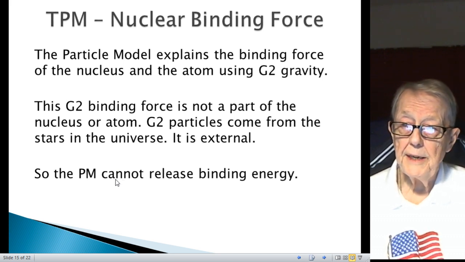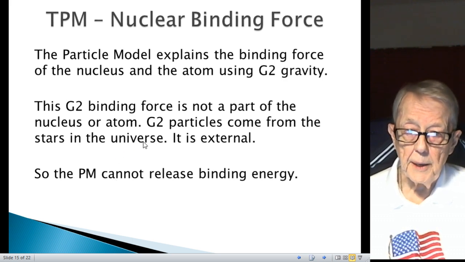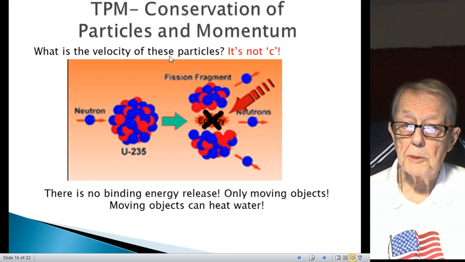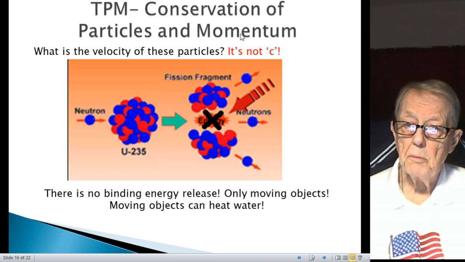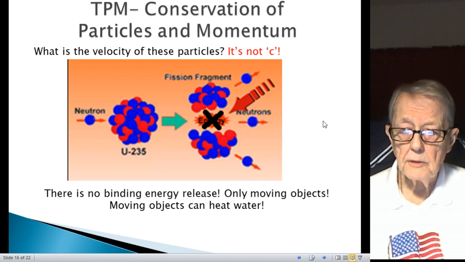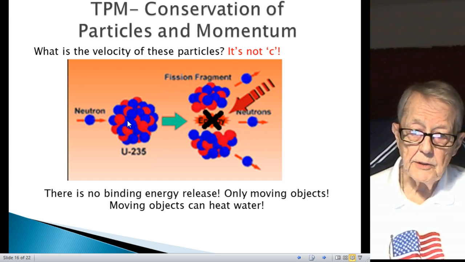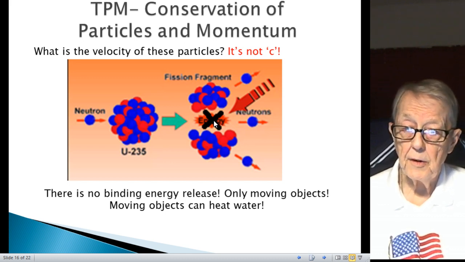There is no binding energy in the nucleus or the atom. So this is the particle model's explanation. It's all about conservation of particles first and momentum second. Particles balance. The number of particles here equals the number of particles here. There is no binding energy stored in the atom, therefore there can be no energy released, and therefore it's not heating the water. What heats the water?